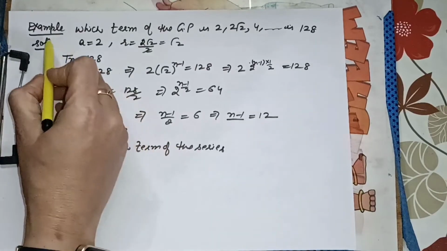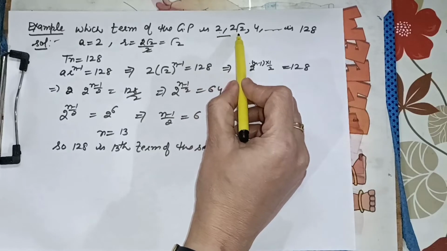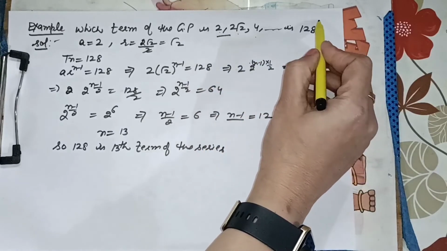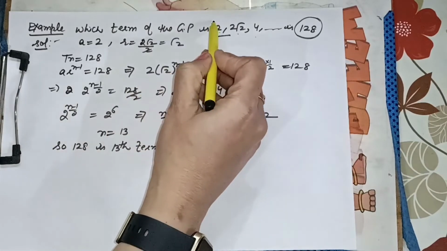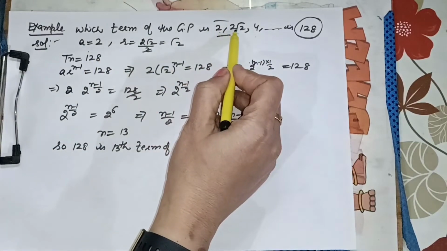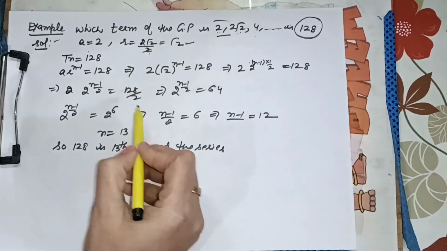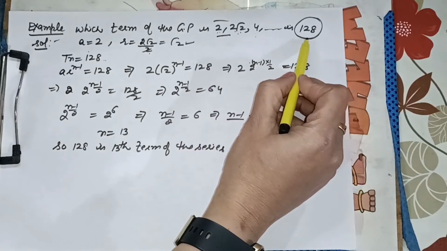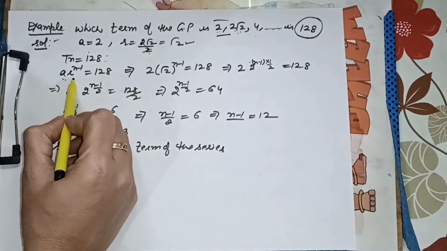Then I will explain the second illustration. Which term of the GP 2, 2 root 2, 4 and so on is 128? That means we just want to know the position of 128, that is, at what position 128 comes. Here A is equal to 2, and r is 2 root 2 divided by 2, that means I am getting root 2. It is given that Tn is equal to 128. Because we don't know its position, we have just taken it as the nth position. The formula for the nth term is A r raised to n minus 1.